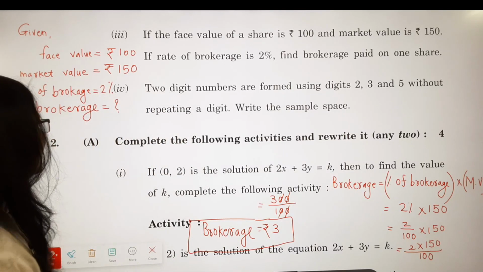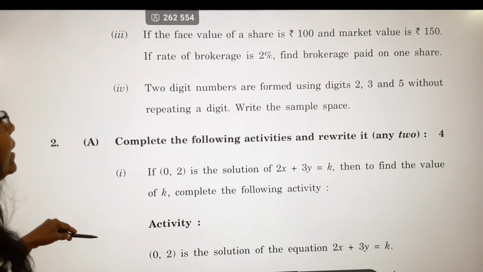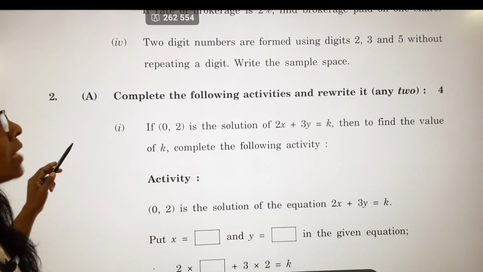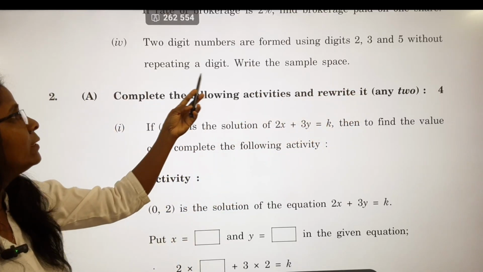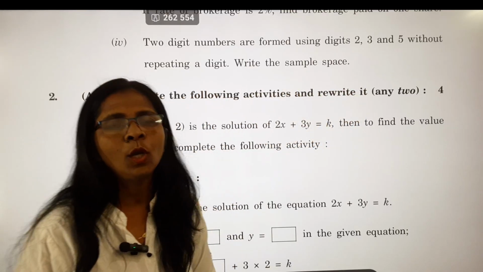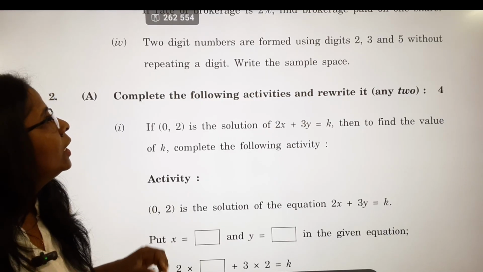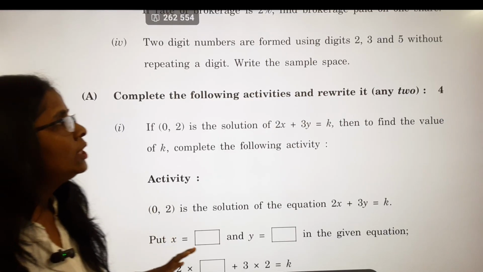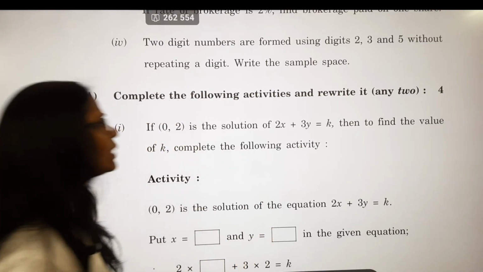Now, students, the next question: 2-digit numbers are formed using digits 2, 3, 5 without repeating a digit. Write the sample space. You have to only write down the sample space. We have the digits 2, 3, 5, and we make out the sample space.